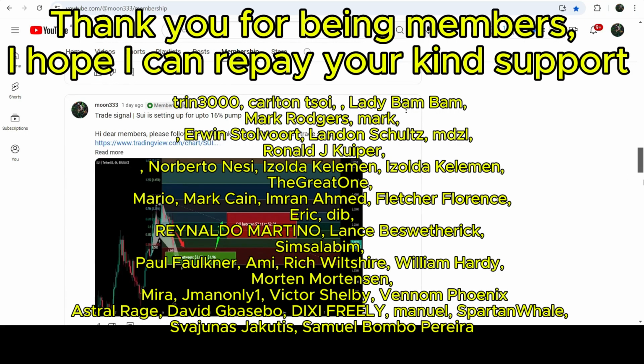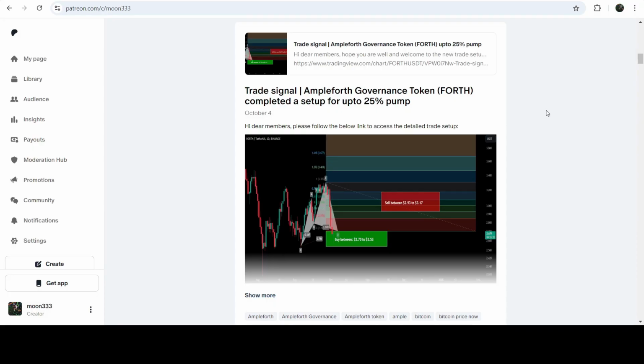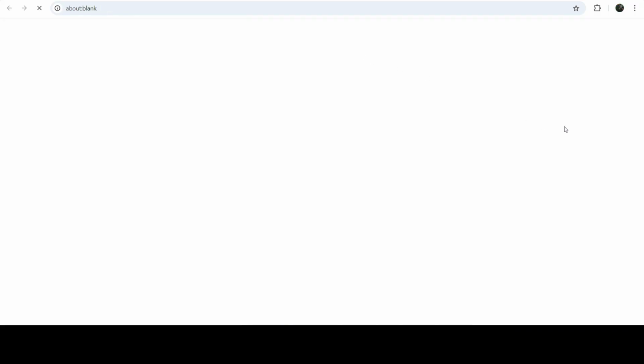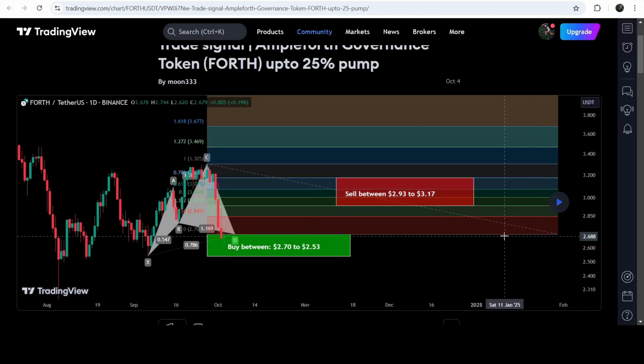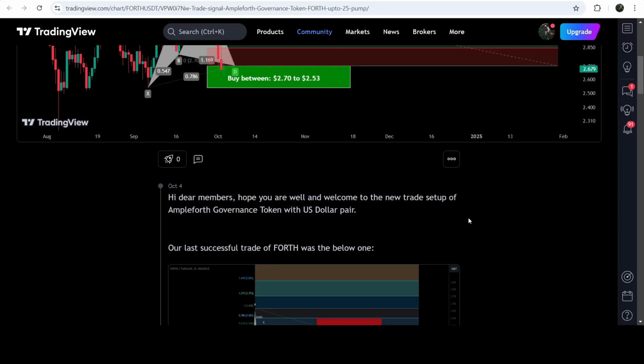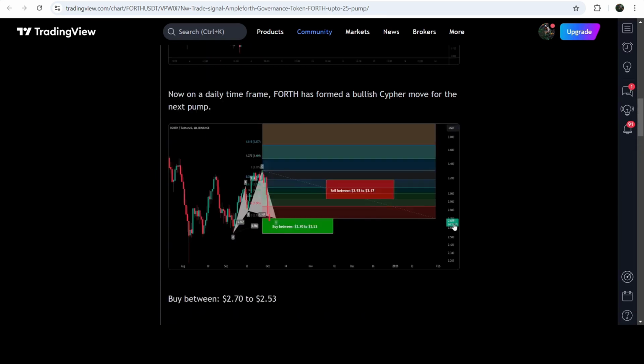So let's start the analysis. And first of all, let me begin with my most recent trade signal for Forth that I shared a few days ago on 4th of October 2024 with my members. And that was a harmonic bullish reversal Cypher pattern that Forth completed on the daily time frame chart with the US dollar pair. And this was a complete trade signal, with the buying price, the sell targets and the stop loss.